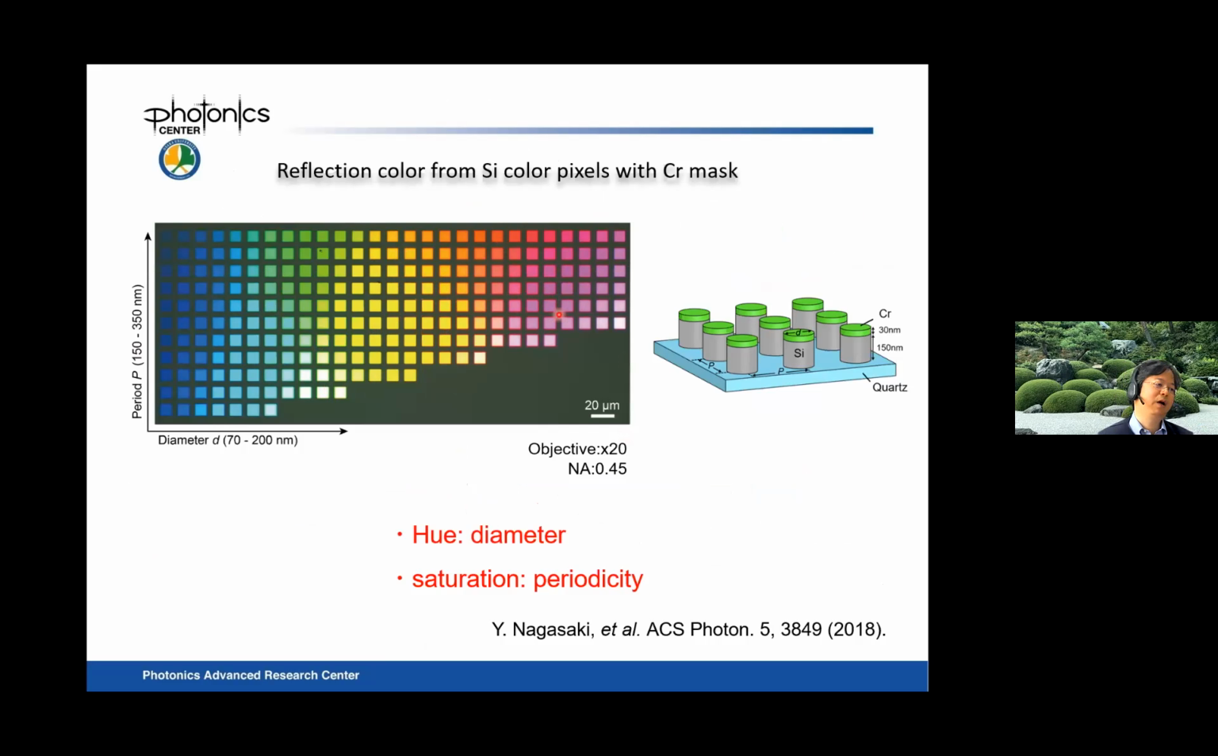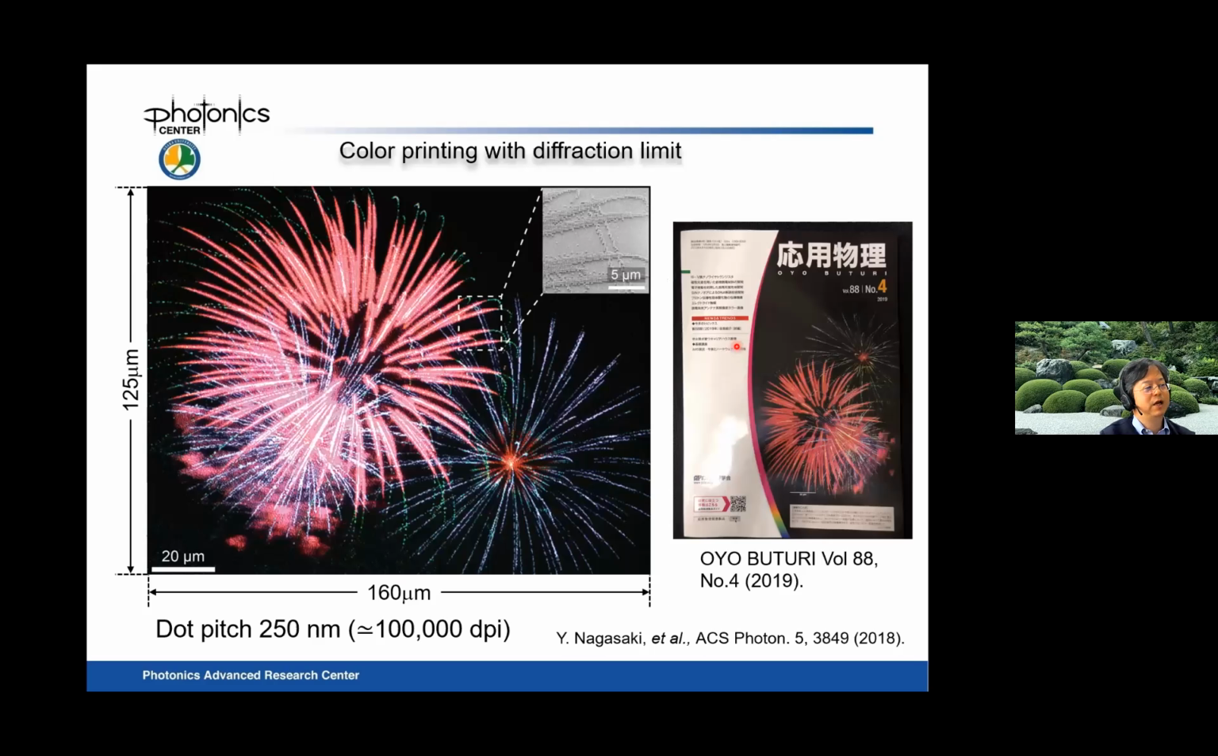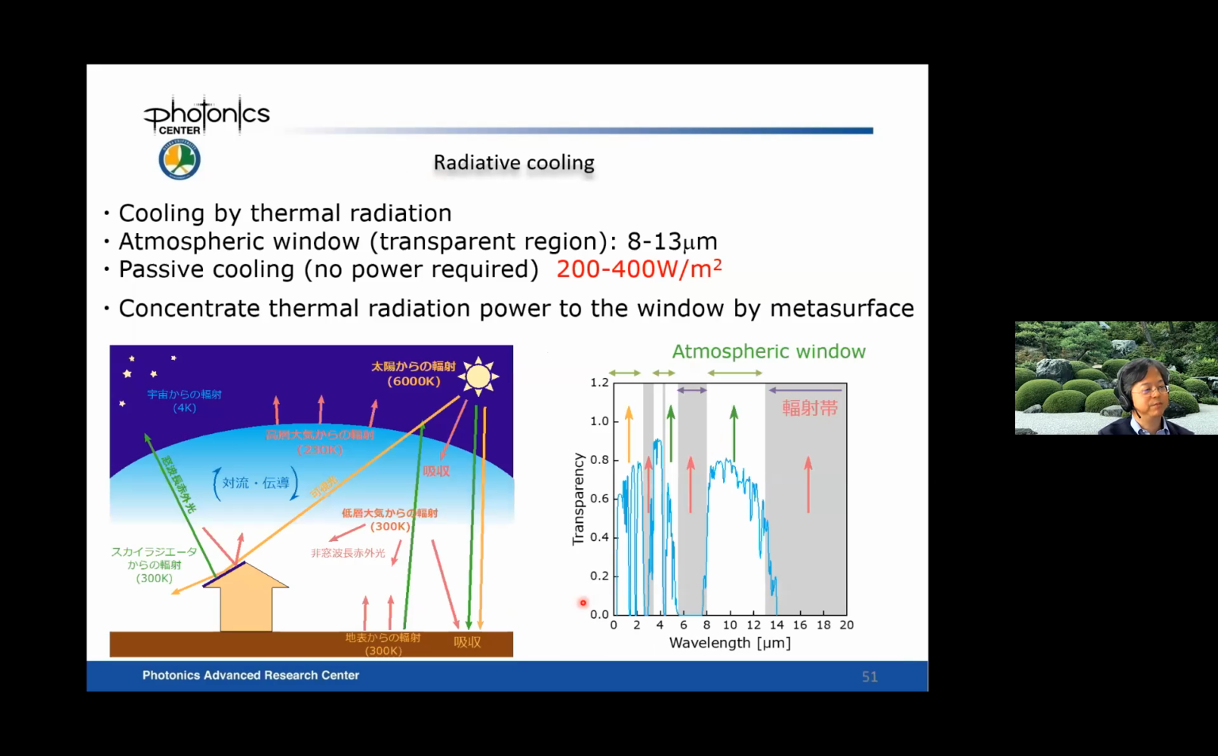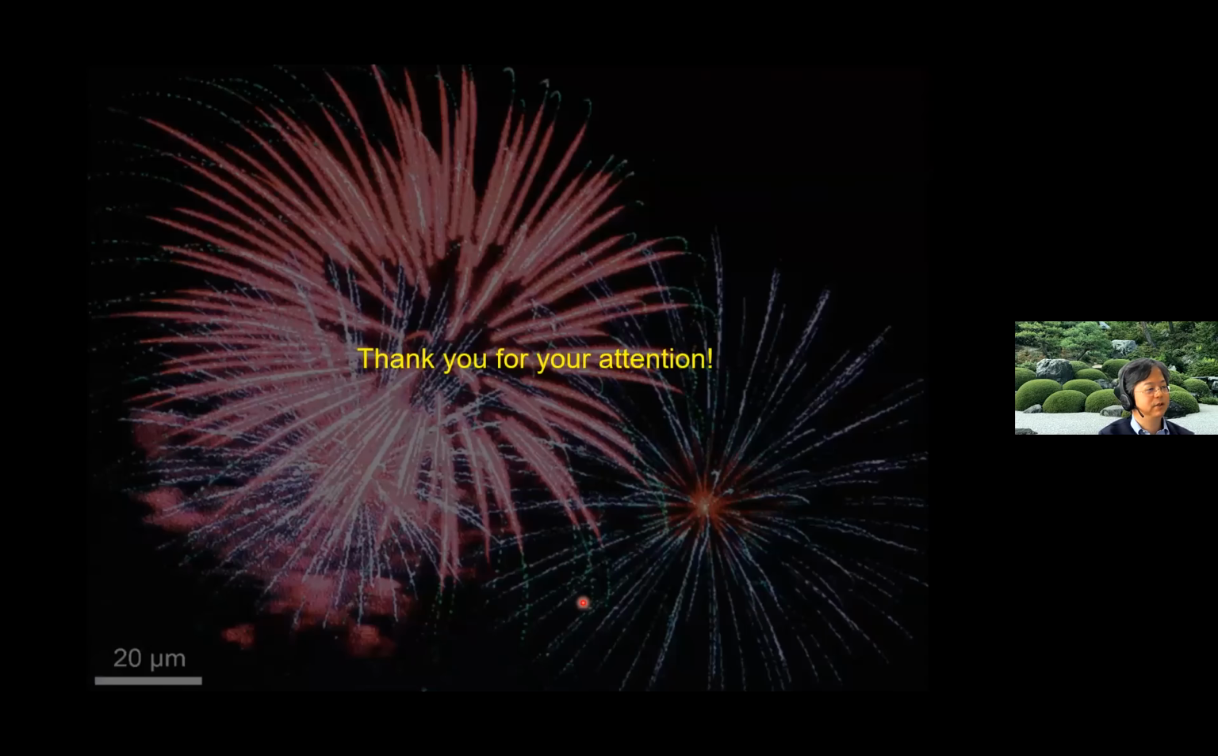We can show purple colors by using the silicon and chromium mask metasurface. Here is a demonstration of very beautiful color pictures of fireworks. And also we have very high, diffraction limited resolutions as well. Okay, I skipped the final region, and okay, thank you for your attention.